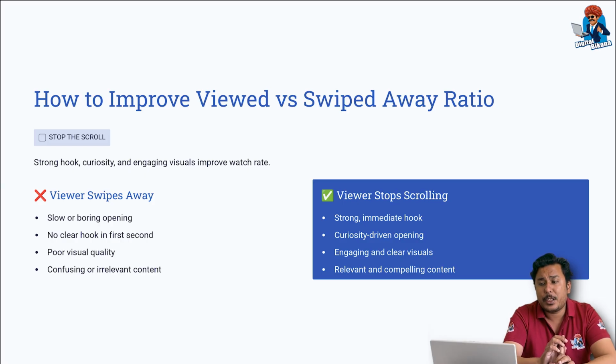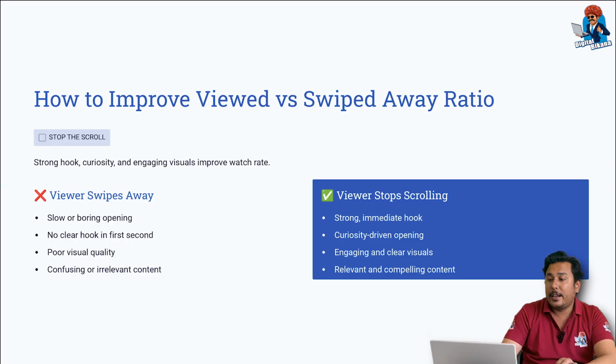Viewer stops scrolling when there is an immediate hook. A curiosity-driven opening works: if I say, "Don't miss this video," then automatically curiosity gets built. Like, what is in the video, right? So you should start in such a manner. You should use clear and engaging visuals, and relevant and compelling content should be there.